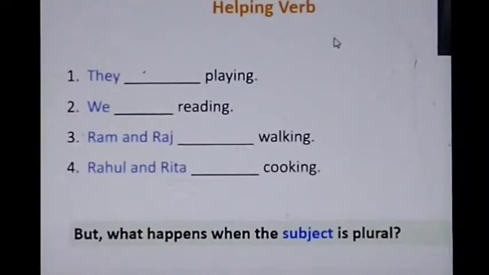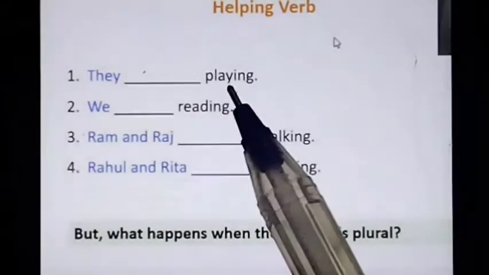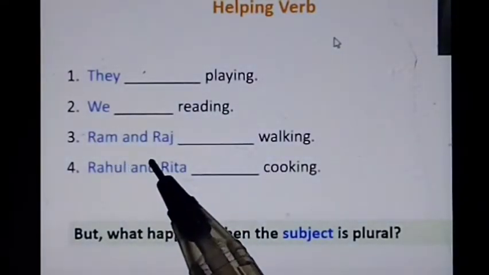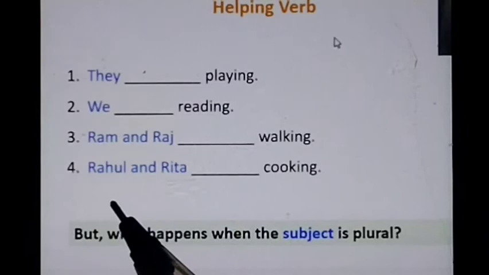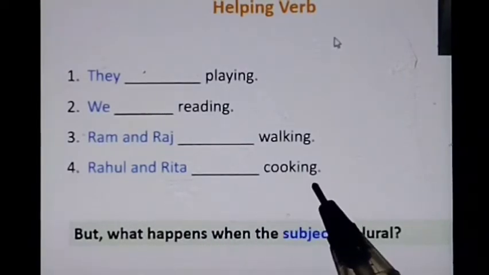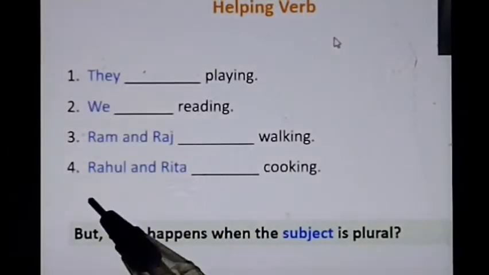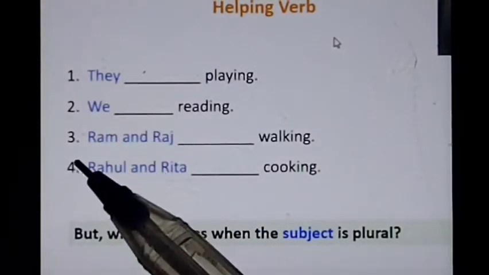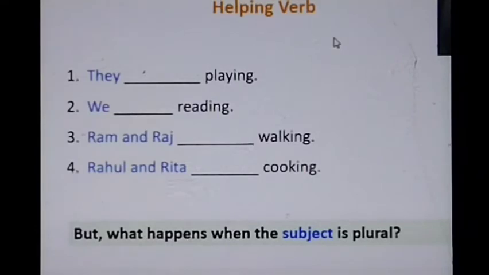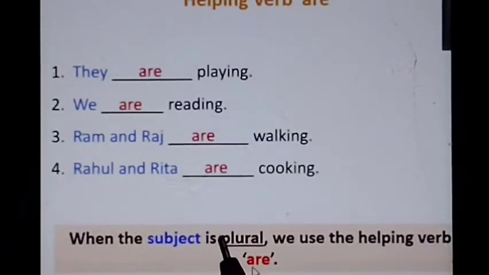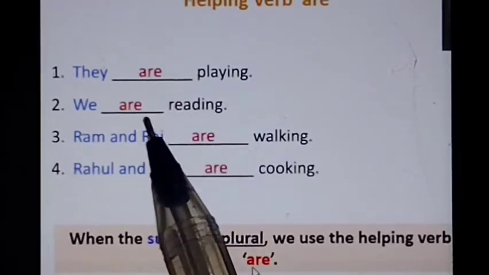Look at this. They dash playing. We dash reading. Ram and Raj dash walking. Rahul and Rita dash cooking. Yes. Look at the subjects given here. Are the subjects singular or plural? Very good. The subjects are plural. When the subject is plural, we use the helping verb are.